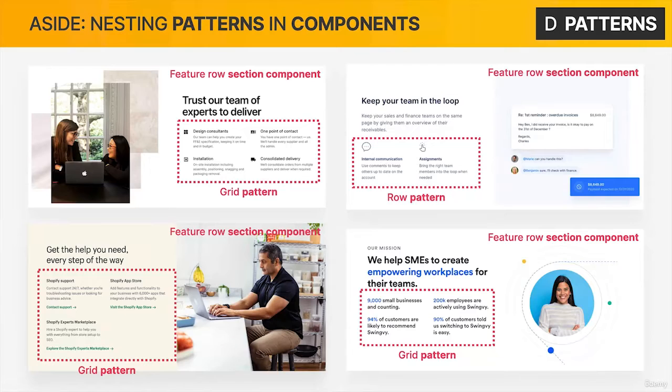Now, as an aside, we can actually also nest patterns inside of components. Now, inside of each of these components, we actually have one of the 2 patterns that we just studied. So 3 of these examples have a grid of cards pattern, and the other one is a row of cards pattern. So what this means is that we can mix and match all of these patterns and components as we would like. So patterns can contain components, which can in turn also contain some more patterns inside of them. So just keep that in mind when you design on your own.